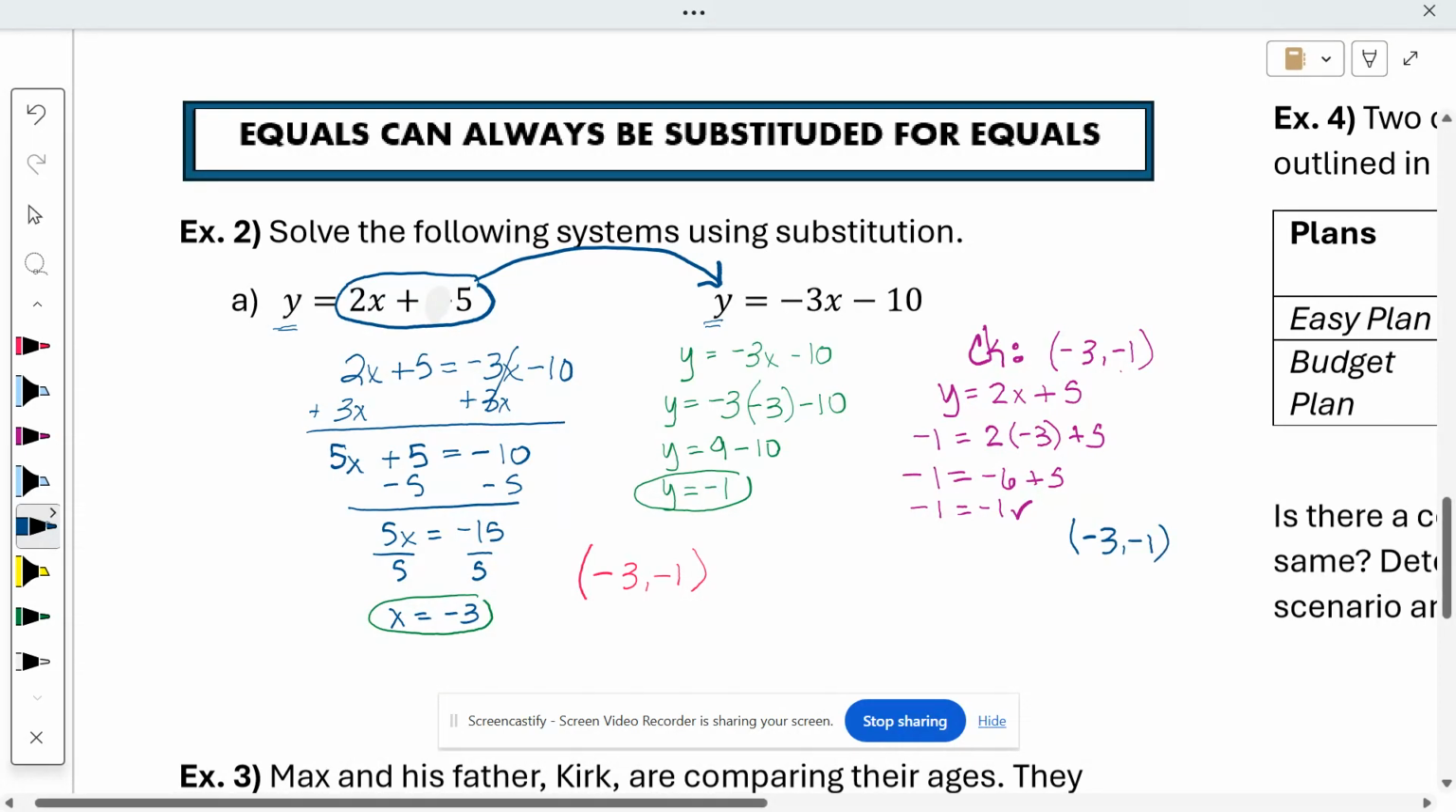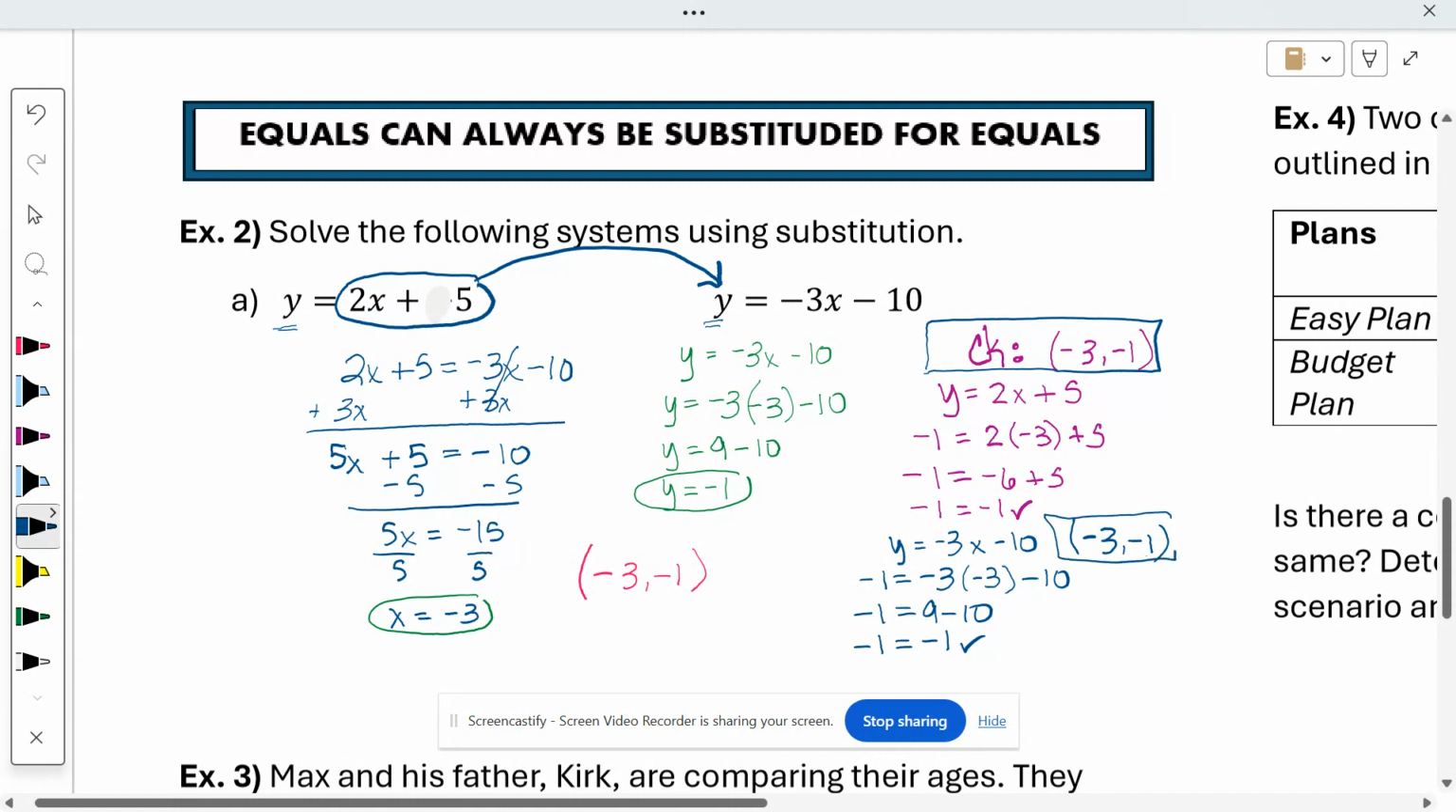So now I'm checking the solution negative 3, negative 1 in the equation y equals negative 3x minus 10. So I'm replacing y with negative 1 equals negative 3 times negative 3 minus 10. Negative 1 equals 9 minus 10. Negative 1 equals negative 1. So here I've just shown that my solution, negative 3, negative 1, works for both equations.